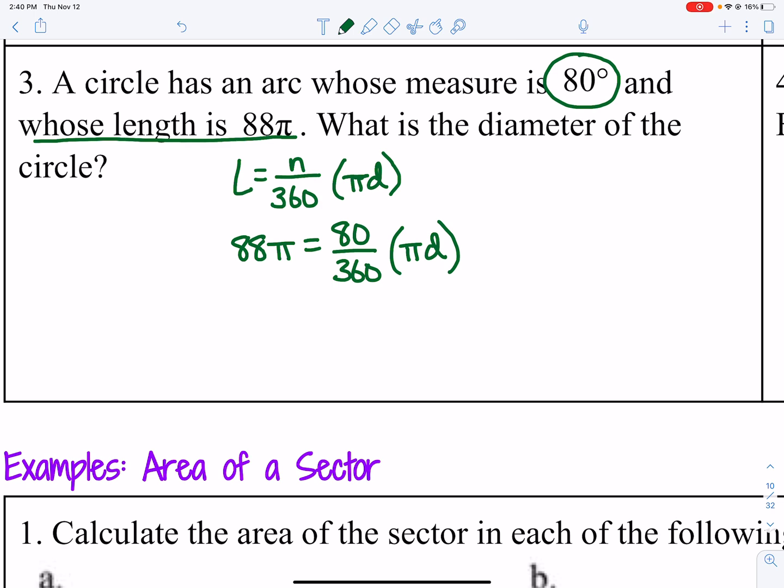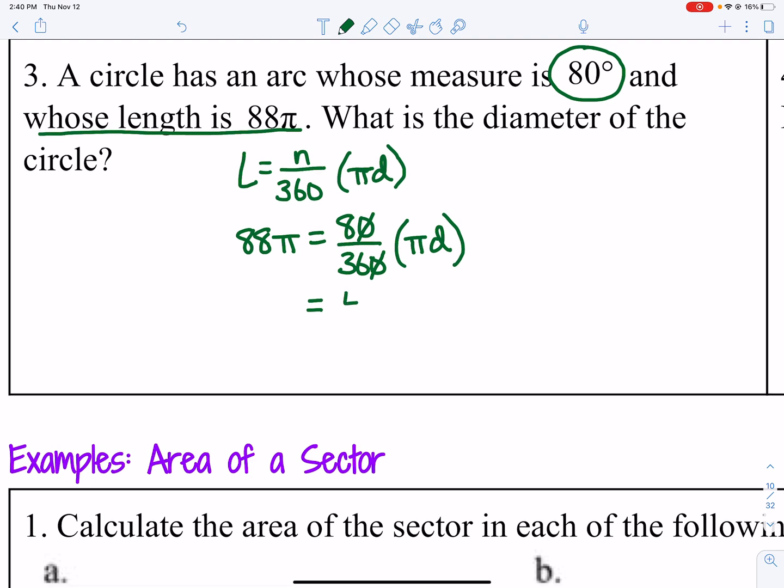Okay, so let's reduce 80 over 360. So let's see, if we cancel out the 0 and we divide each one by 2, we would get 4 over 18. So that would be, let's see, we could divide each one by 4. So if we divide by 4, we just get 2 over 9. And that would be easiest to reduce it all the way to 2 over 9. And then bring down the rest. So we have 88 pi equals 2 over 9 pi times diameter.